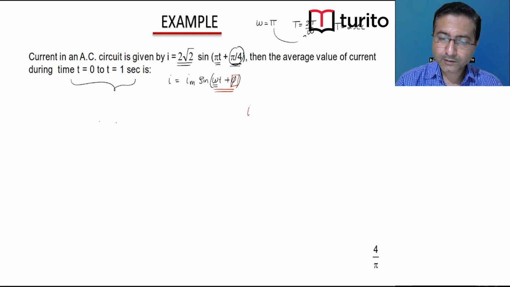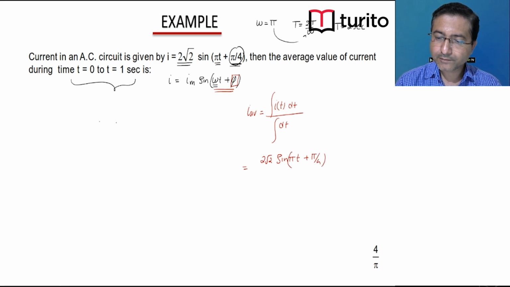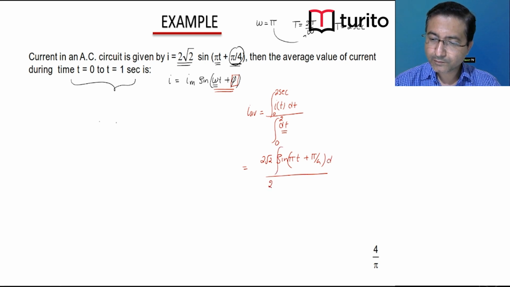Formula for average value. I average is equal to current as a function of time integrated with respect to time. So current as a function of time, 2 root 2 sine pi t plus pi by 4. Then here 0 to 2 seconds. In denominator you can see that integration of this one will be t, and upper limit minus lower limit 2 will come. This 2 and 2 will get cancelled out, root 2, and sine integration is cos pi t plus pi by 4, 0 to 2, and this pi will come in denominator.